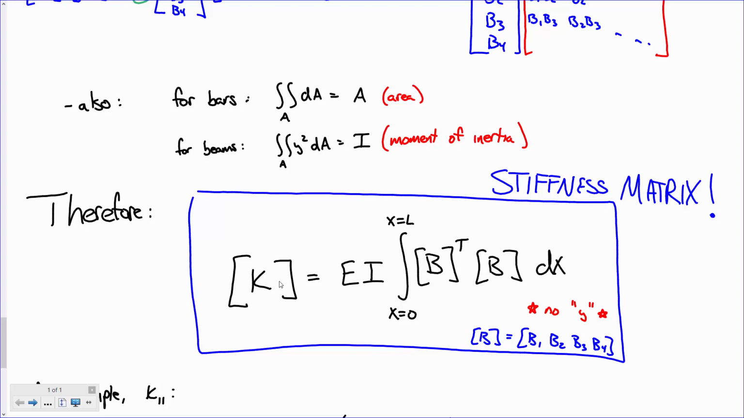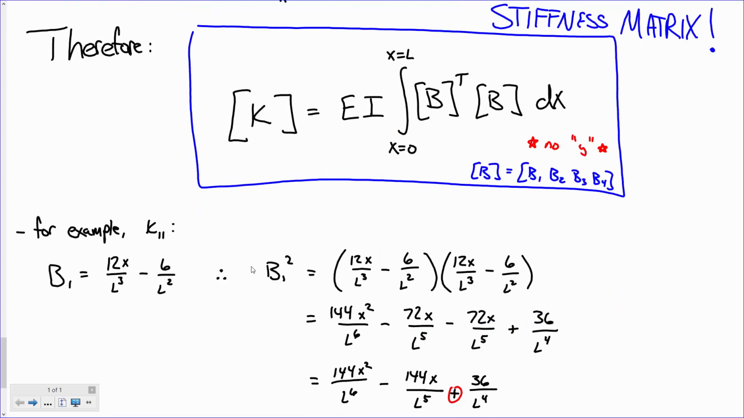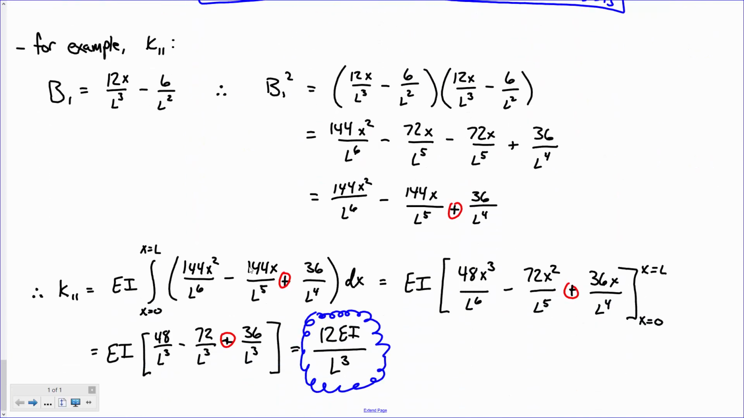I know it seems pretty complicated. But if you actually start going through one by one and do each one of these terms, you will get the same stiffness matrix as you did before. Okay? And we tried that out on the first term, and we got 12 EI over L cubed, which is the first term in a beam stiffness matrix.